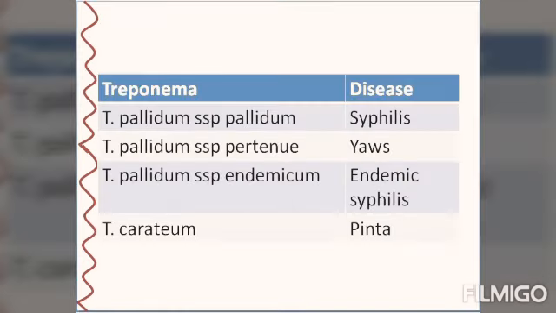Next is about Treponema. The medically important species of Treponema are: first, Treponema pallidum subspecies pallidum, and the disease caused by it is syphilis. Second is Treponema pallidum subspecies pertenue, and the disease caused is yaws. Third is endemic syphilis, caused by Treponema pallidum subspecies endemicum. And the fourth one is pinta, caused by Treponema carateum.